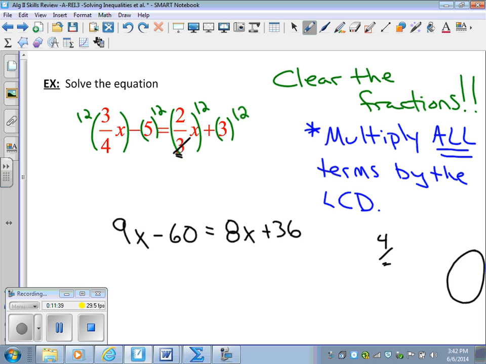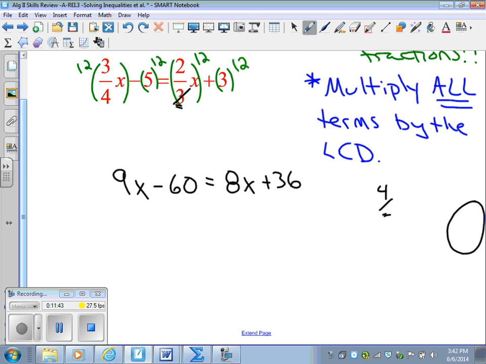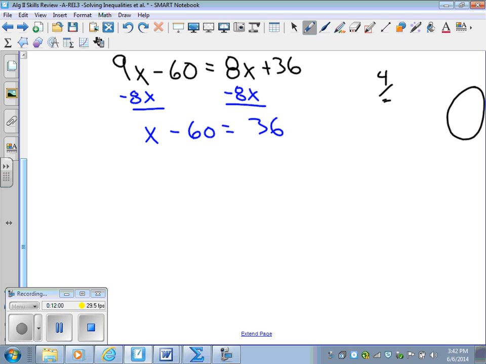Okay, so I'm now going to go ahead and clean this up. So what can we do here? Well, I think I want to get all the x's to the left side. That way I end up with a positive x. So I'm going to subtract 8x. I get x over here, minus 60 equals 36. And what can I do here? I can add 60 to both sides. And I get x equals 96.